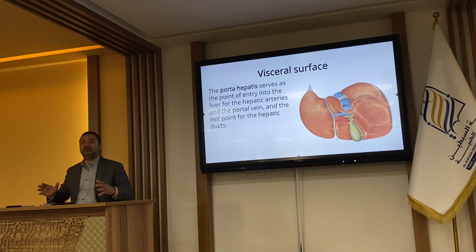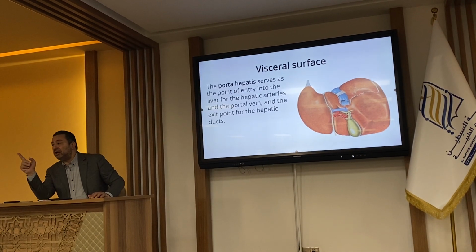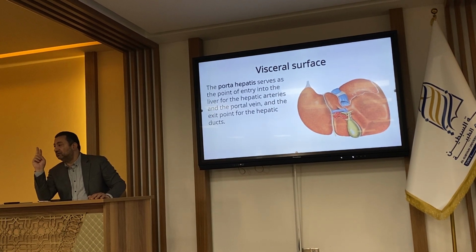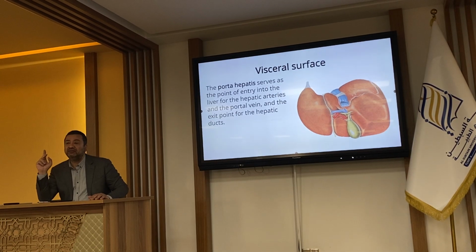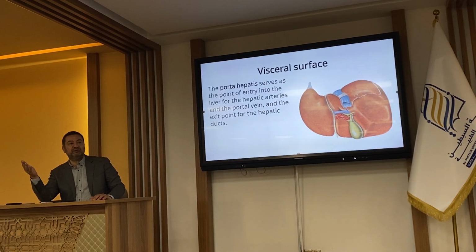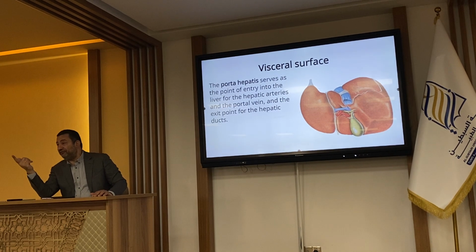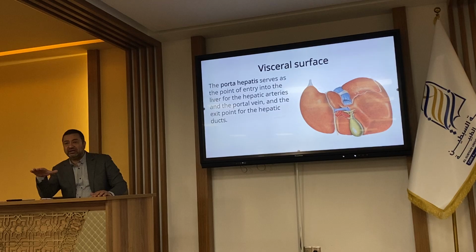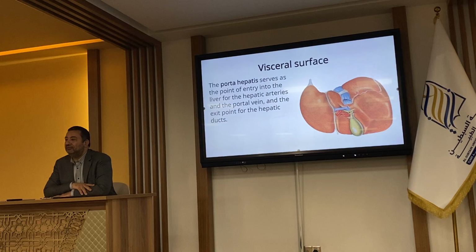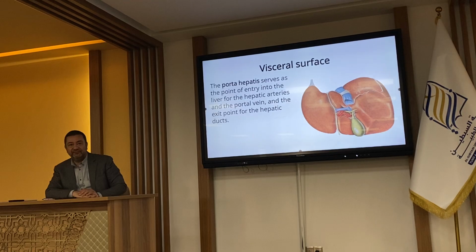And in the free border of the lesser omentum, there are three structures: the common bile duct, the hepatic artery proper, and the portal vein. This is the anterior border of the Winslow's foramen. The posterior border is the inferior vena cava. The inferior border is the first part of the duodenum. And the superior border is the caudate process. Do you remember?